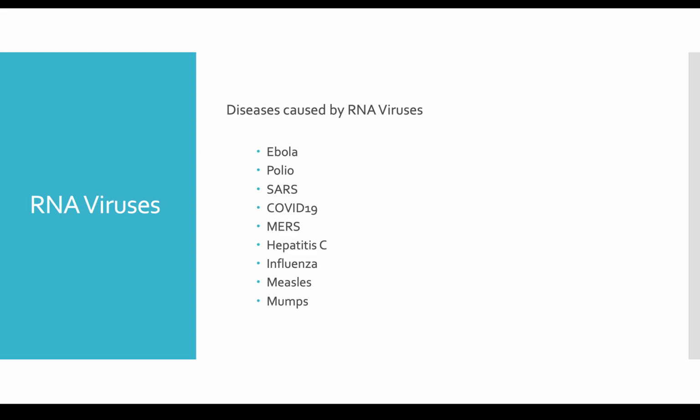Polio, which you've all been vaccinated against, is also an RNA virus. SARS, which is severe acute respiratory syndrome. This was the original respiratory coronavirus that emerged in the early 2000s. It was restricted primarily to the Asian continent, but made people profoundly ill. And eventually that pandemic ran its course, and that virus has not reemerged.